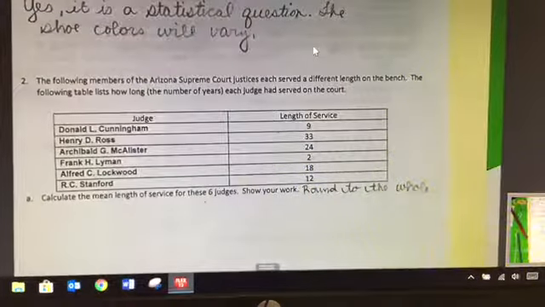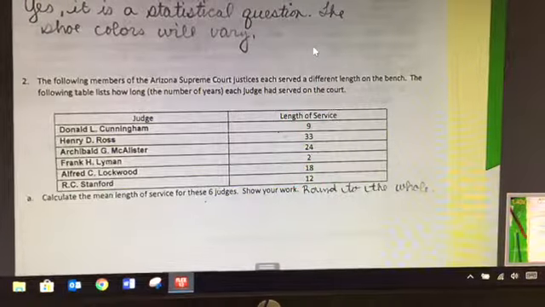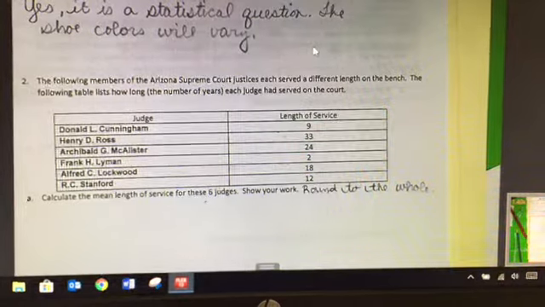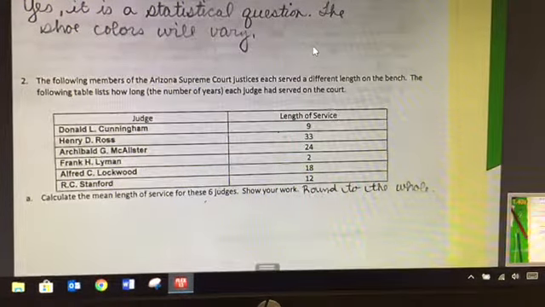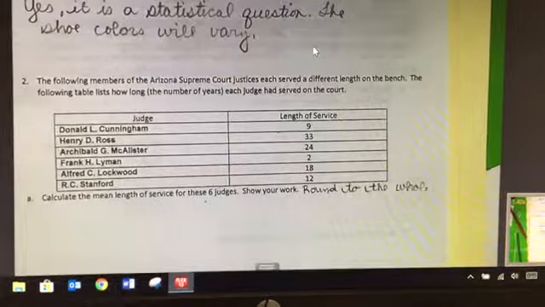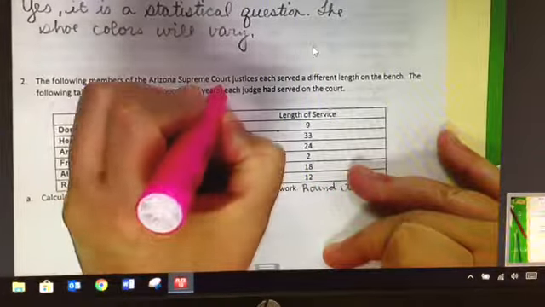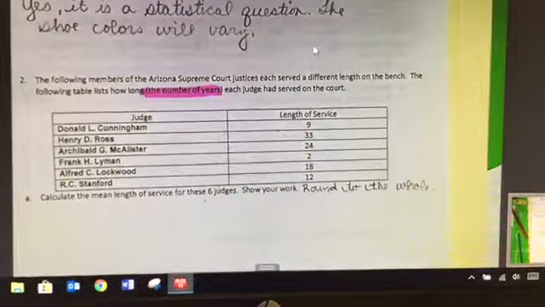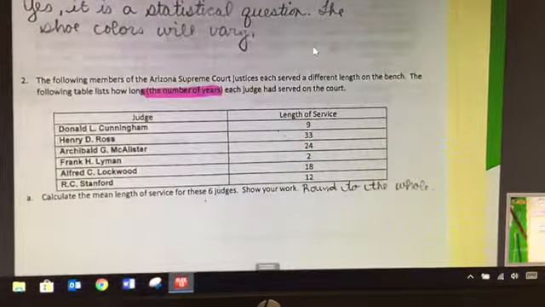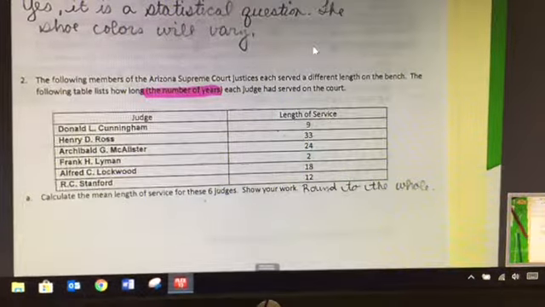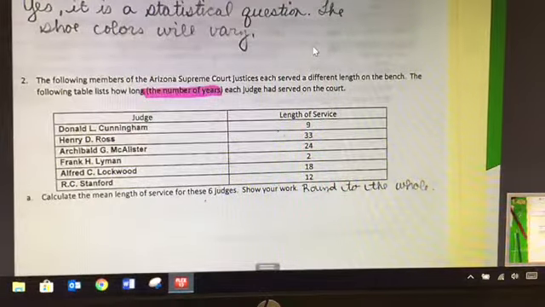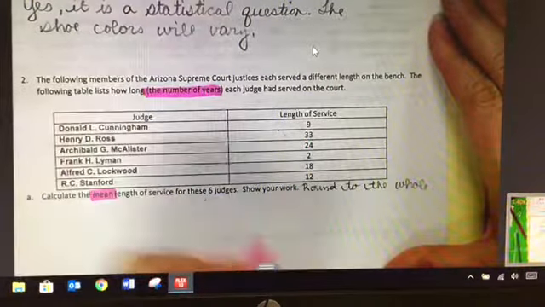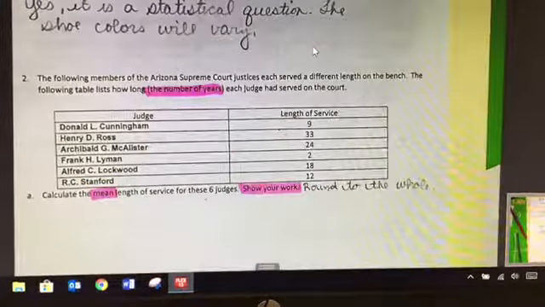All right, so number 2 says the following members of the Arizona Supreme Court justices each served a different length on the bench. The following table lists how long, the number of years, each judge has served on the court. This right here is important because when we write our sentence, because you know Eureka loves sentences, we can't just say 16. You have to tell me 16 what. So 2A says calculate the mean, and it says show your work.